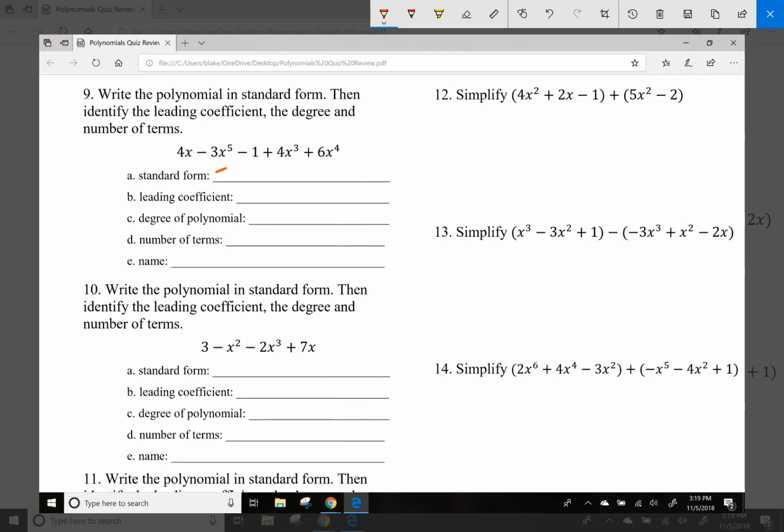So anyway, -3x to the 5th. And then the next biggest degree term is the 6x to the 4th, so you would put that next, plus 6x to the 4th, followed by the 4x to the 3rd, and then plus 4x, and then -1. So that's just reordering all the terms from the biggest exponent to the smallest: 5, 4, 3, and then that's an x to the 1st, and then the 1 last.